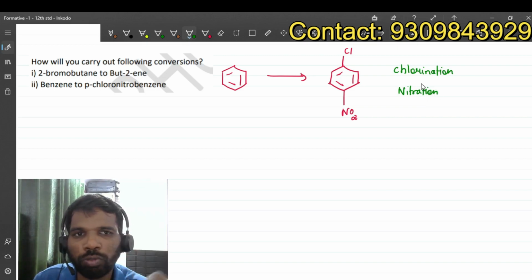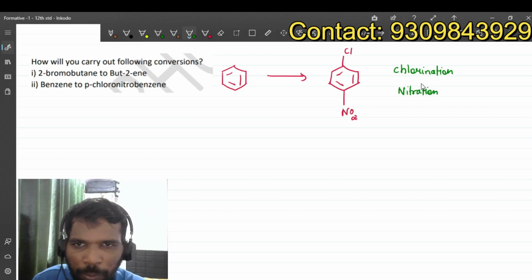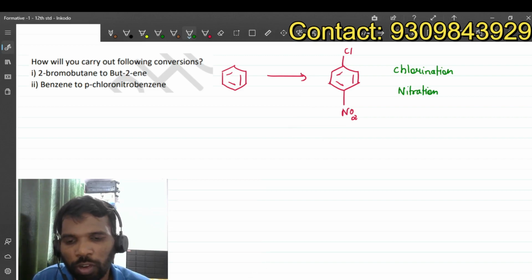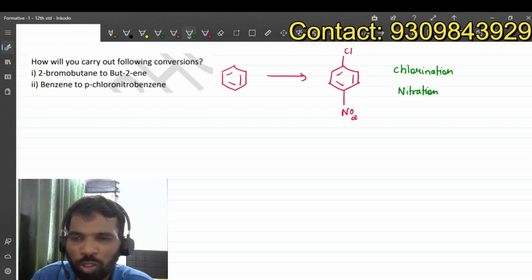Is it fine to do chlorination first and then nitration, or nitration first, then chlorination? Is it going to matter, or is it one and the same? You do whatever you want first, you will get the same product. Remember, there is something called directive influence. You have to learn this directive influence. Slowly we have to develop our organic chemistry base. So it is not only about this chapter. These things are going to help you in upcoming chapters of organic chemistry. So overall, we are building our organic chemistry base.